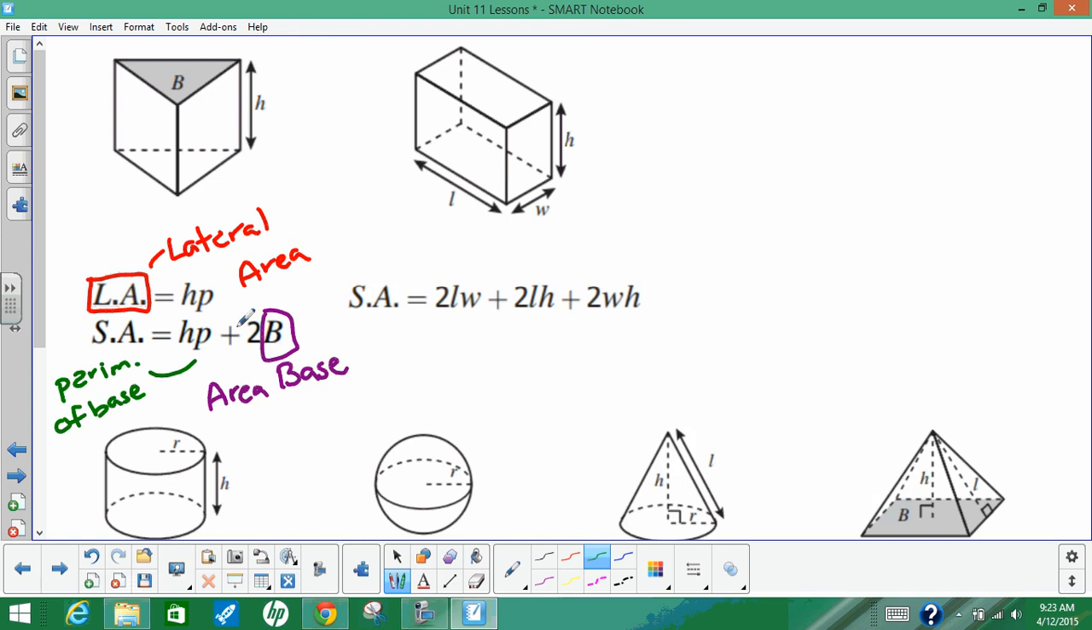In order to get the entire surface area, we take the lateral area, h times p, and we add to it 2 times the area of the base. So in this case, the area of the base is the area of this triangle. And you'll have formulas too on the formula sheet for area of a triangle in case that's a little fuzzy for you.